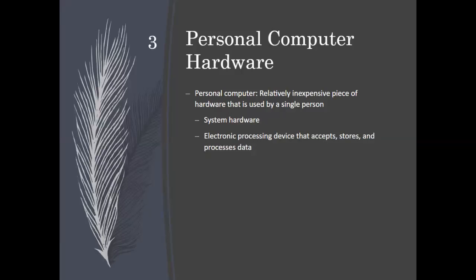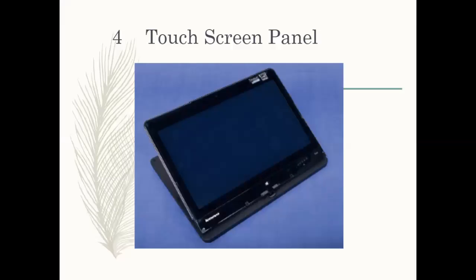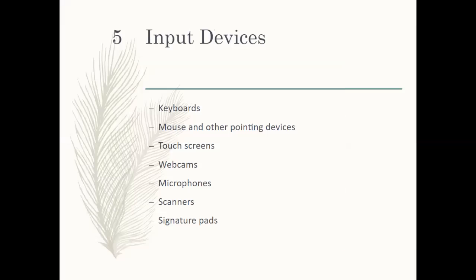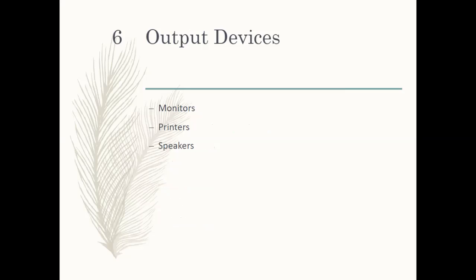Personal computer hardware. Personal computer: relatively inexpensive piece of hardware that is used by a single person. System hardware: electronic processing device that accepts, stores, and processes data. So this is a touch screen panel. You've seen some doctors' offices when you go in for your visits that they use these. So let's talk about what are input devices. Keyboards, mouse, and other pointing devices, touch screens, webcams, microphones, scanners, and signature pads. Output devices are monitors, printers, and speakers.